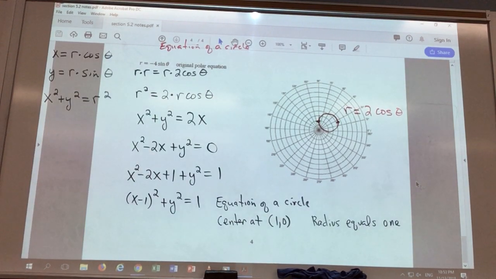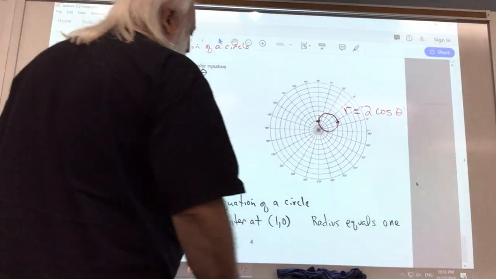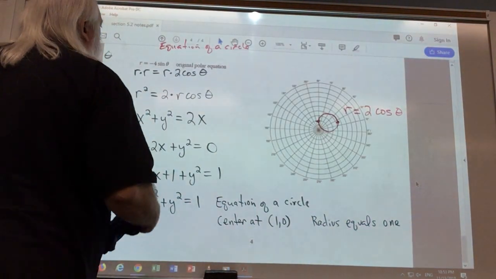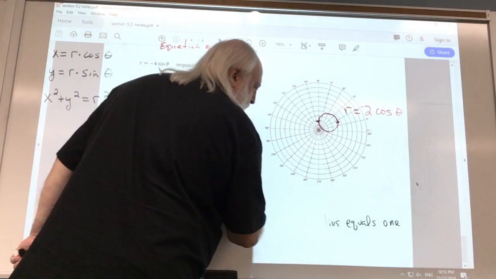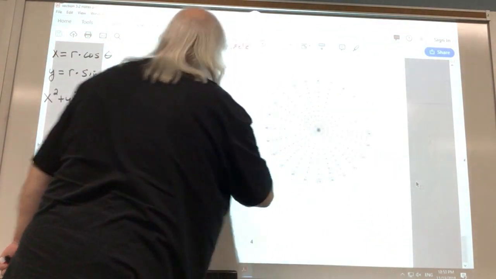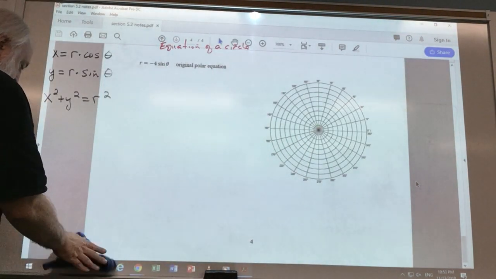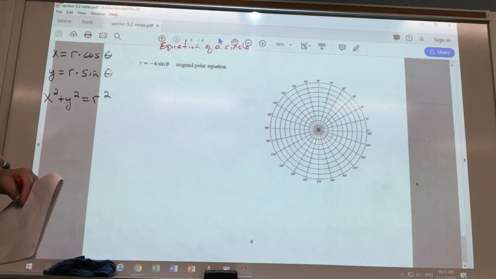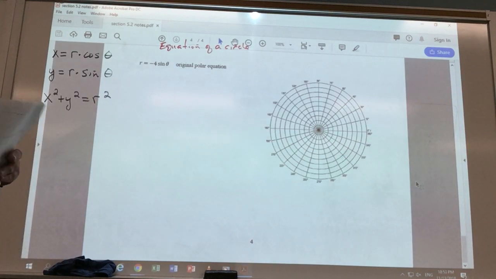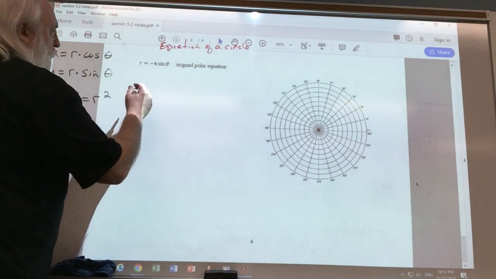All right, lastly, we're going to graph the equation r equals minus 4 sine theta. And we're going to show that that is also the equation of a circle, but its center is located in a different spot. So again, I'm going to multiply both sides of this equation by r.